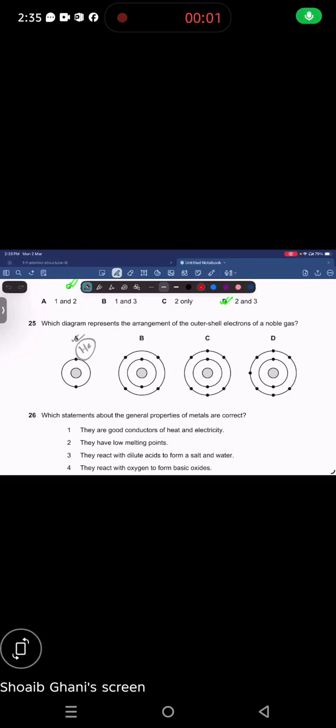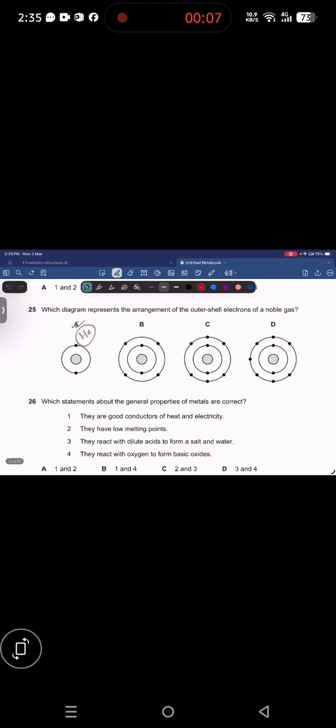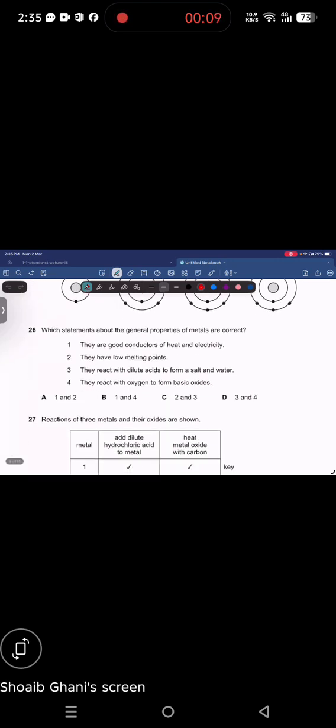Okay, let's continue with the questions. We have solved up to question number 5 till here. Now we're going to start with question number 26. In question number 26, which statement about the general properties of metals are correct?